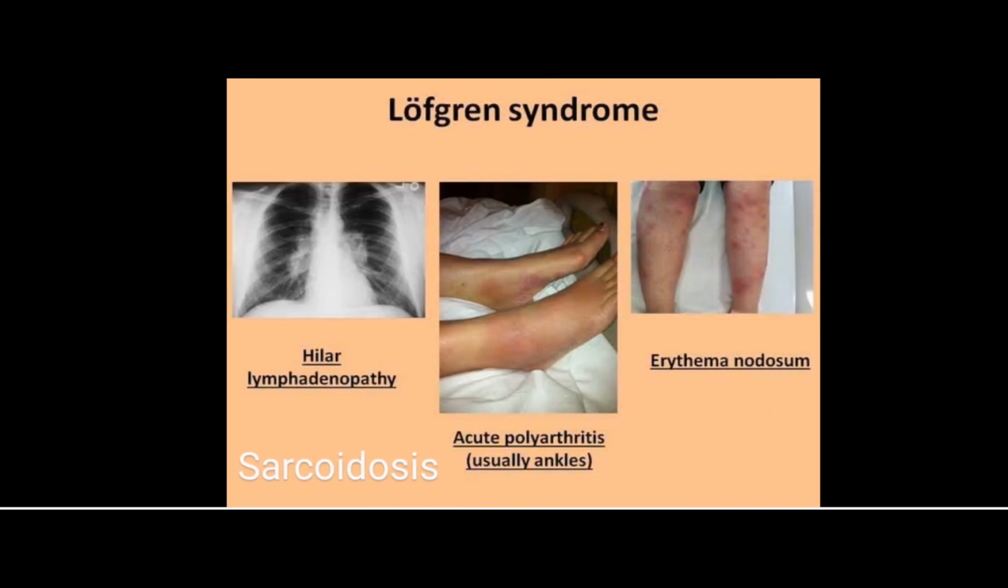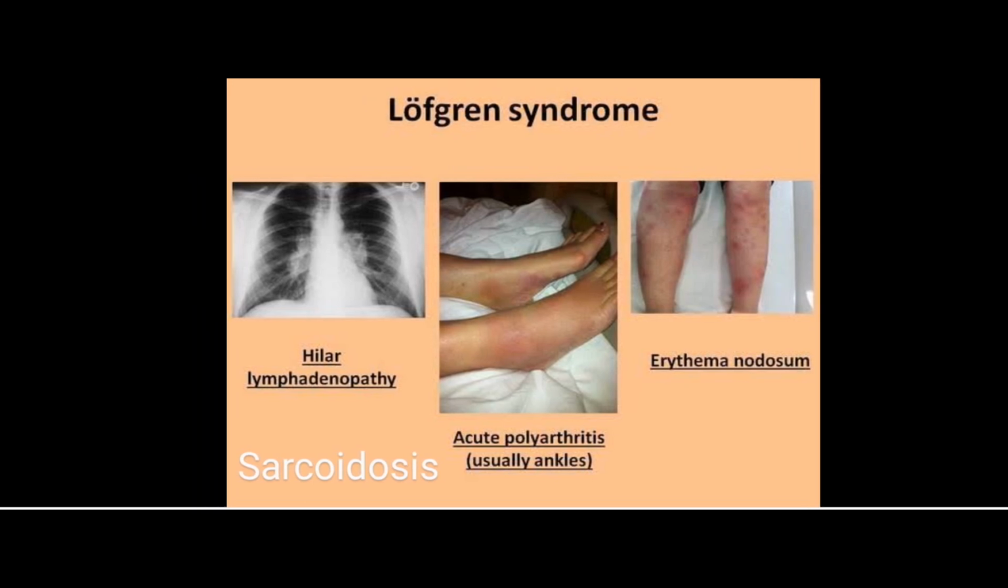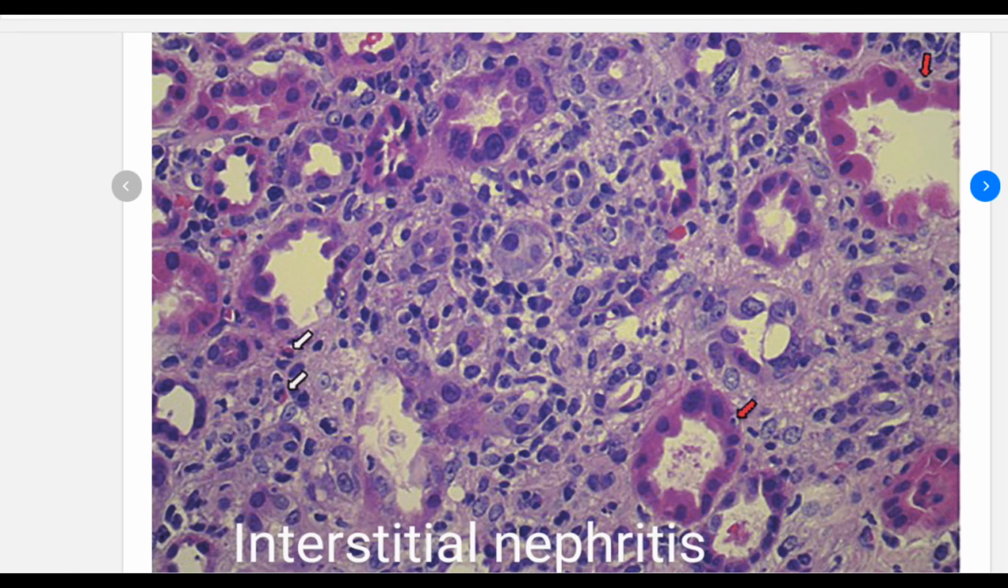Then this slide is of Löfgren syndrome. Löfgren syndrome is basically linked with the condition named sarcoidosis. It has hilar lymphadenopathy, acute polyarthritis, usually ankles, and erythema nodosum. So in Löfgren syndrome, we will have these findings. There will be lymph nodes in the hilar region. There will be polyarthritis, and the main joints involved will be the ankles. And there will be erythema nodosum, meaning painful nodule-like masses on the legs and in the skin. So Löfgren syndrome, sarcoidosis.